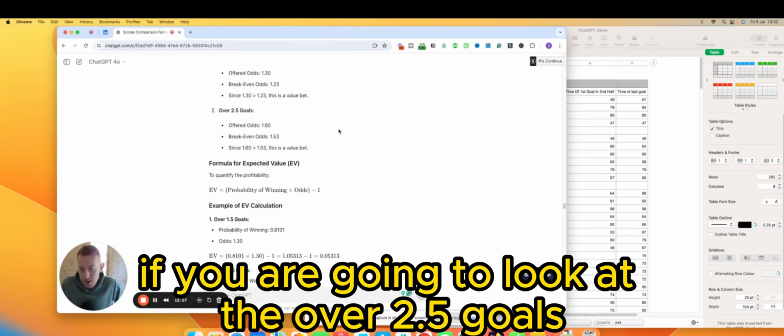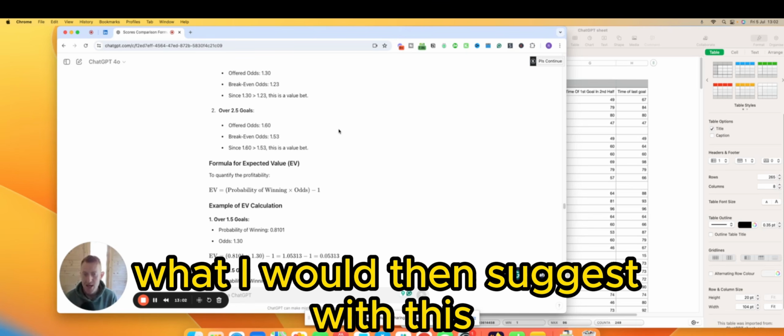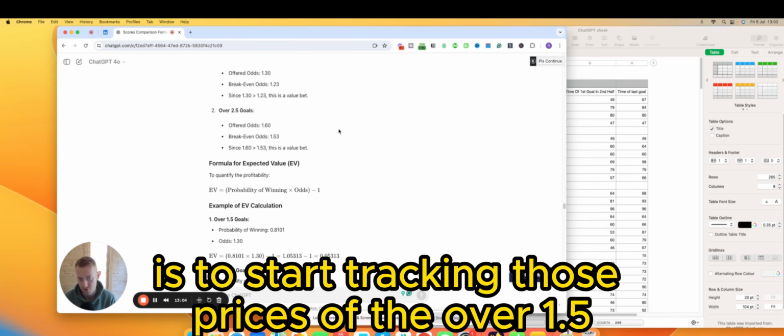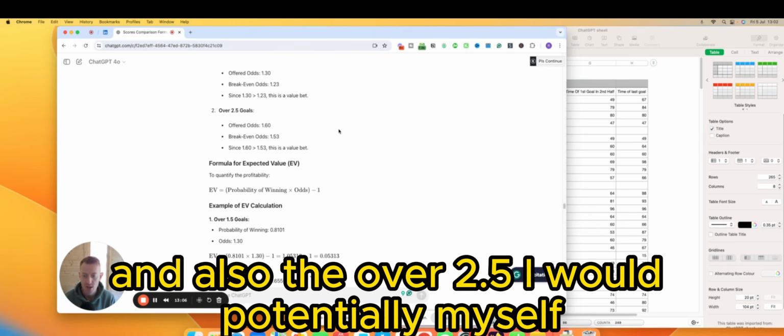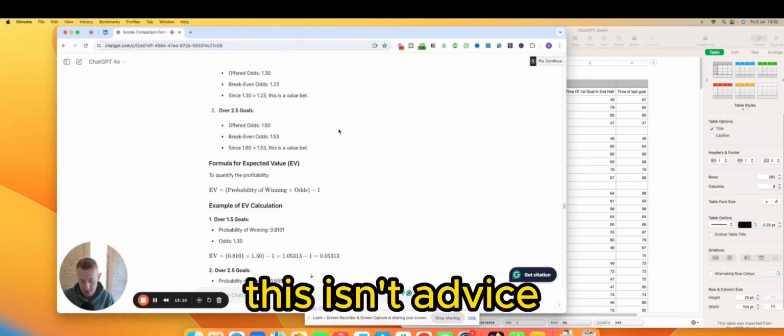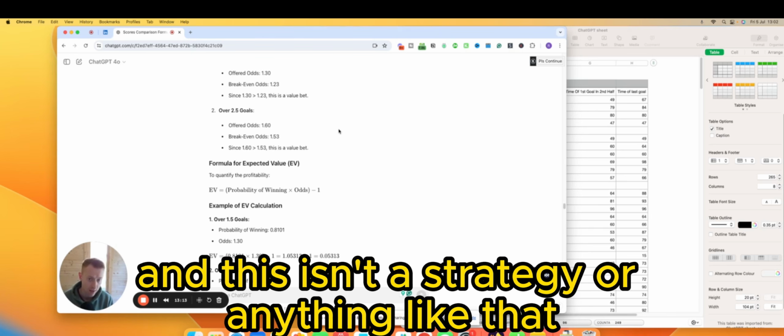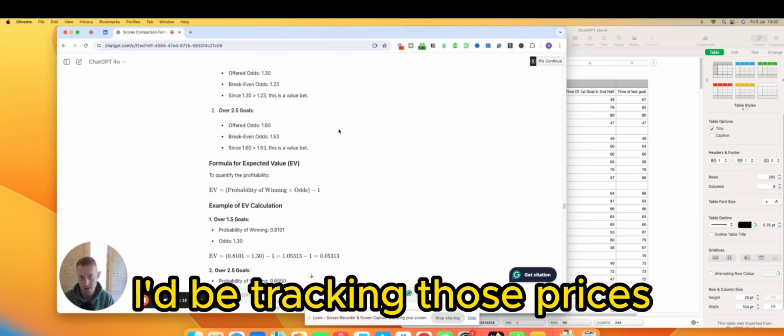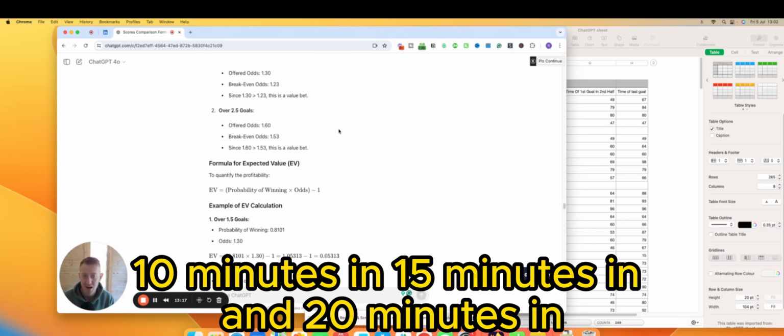So, for example, if you are going to look at the over 2.5 goals, what I would then suggest with this is to start tracking those prices of the over 1.5 and also the over 2.5. I would potentially myself, this isn't advice and this isn't a strategy or anything like that, I'd be tracking those prices from the start of the match, 10 minutes in, 15 minutes in, and 20 minutes in.